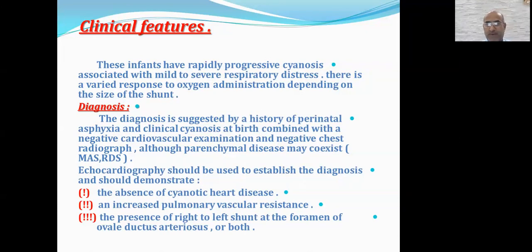Echocardiography is helpful to establish the diagnosis and should demonstrate the following: absence of cyanotic heart disease, increased pulmonary vascular resistance, the presence of right to left shunt at the foramen ovale or ductus arteriosus, or even both. So, this is an important issue after exclusion of the lung and cardiac problem, you can think about this.